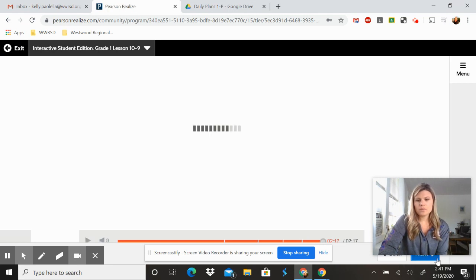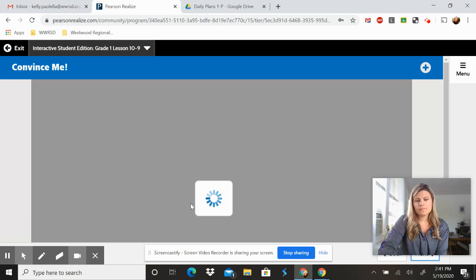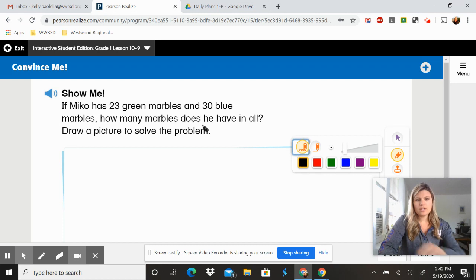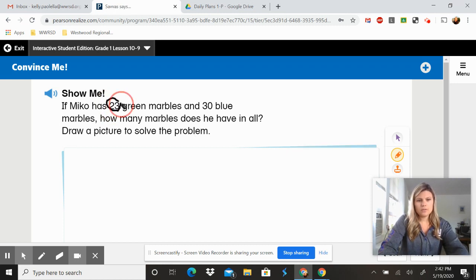Wonderful job, boys and girls. So, if Miko has 23 green marbles and 30 blue marbles, how many marbles does he have in all? Okay, so here is another word problem. So we are going to not only write it, but we need to circle it too. So he has 23 green and 30 blue. Equals, and we're doing in all, so we know we're adding, okay?